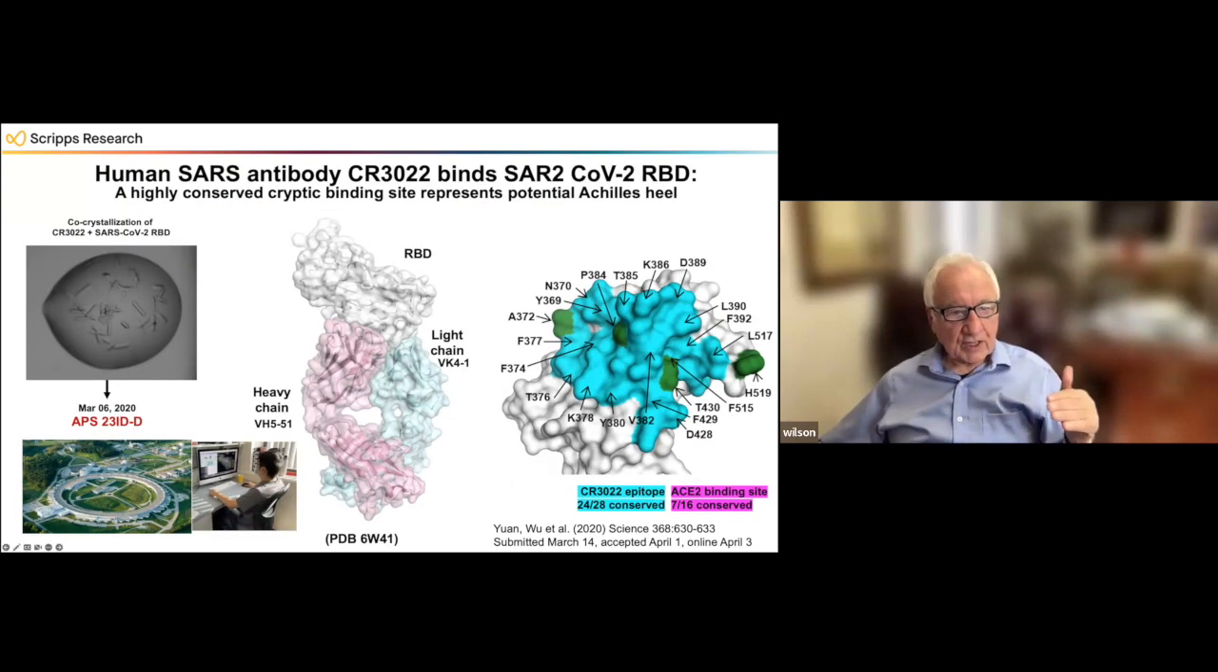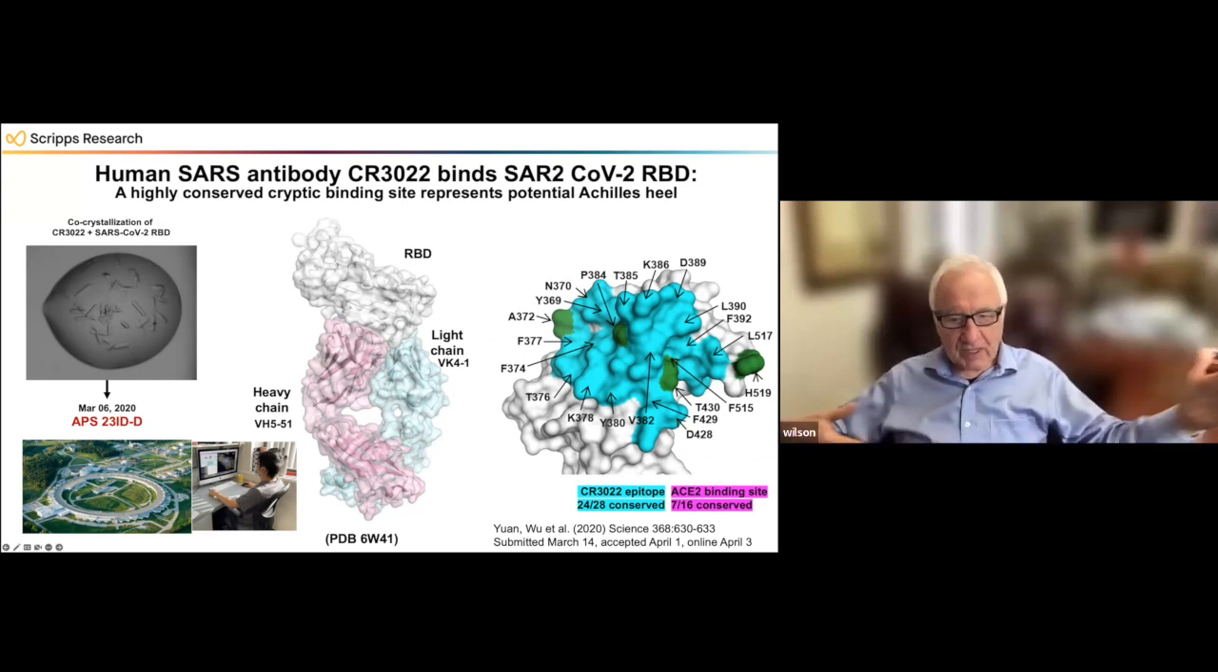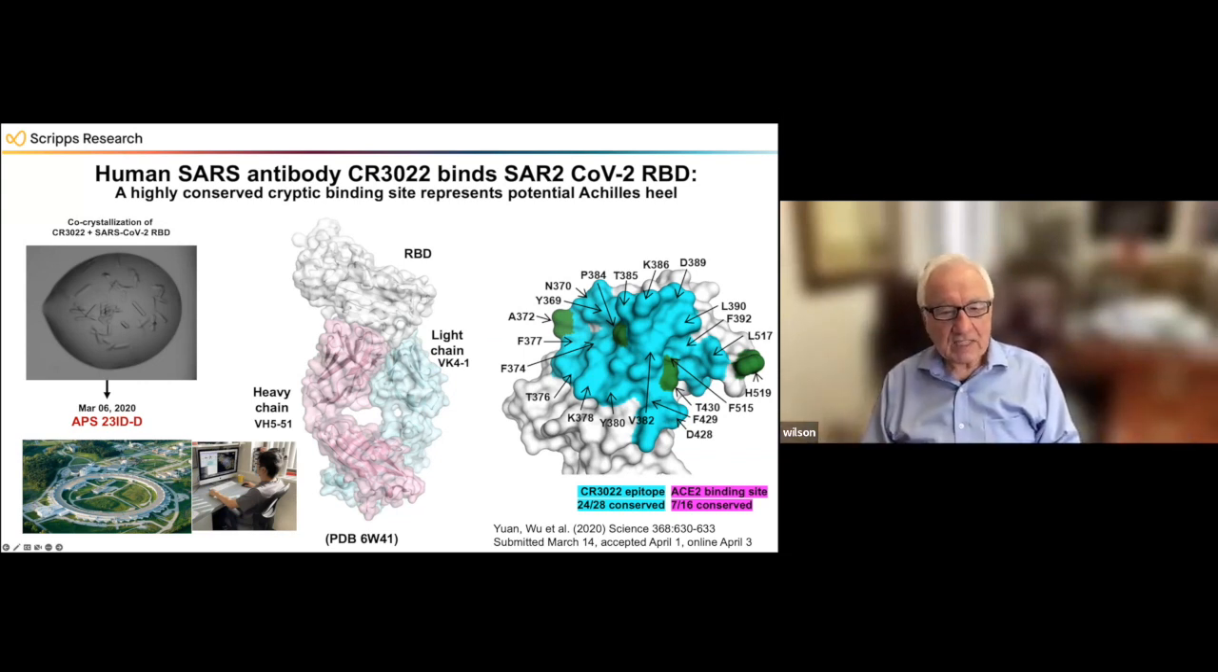I wish everything could move as quickly as it did then. We collected the data on March the 6th. We submitted the paper on March the 14th. It got accepted on April the 1st. It appeared online on the 3rd. So everybody was moving really fast in those days, and everybody was cooperating together to get this information out.